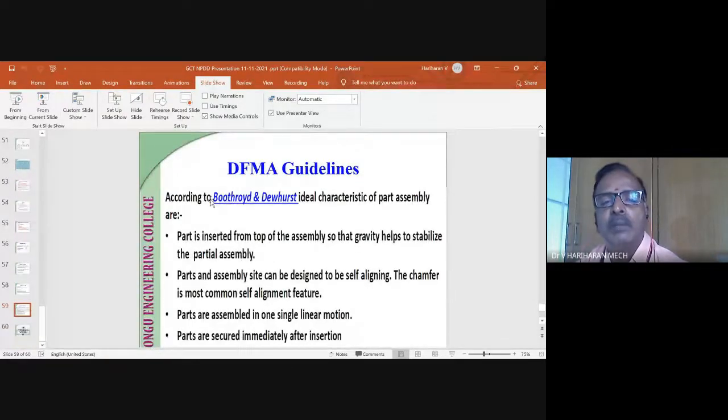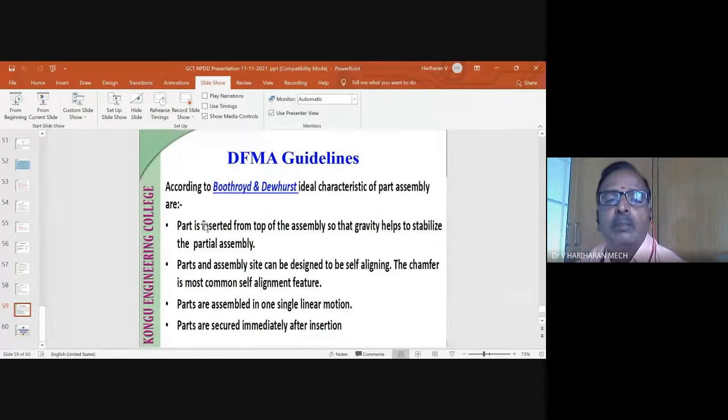Then some other people say, according to Boothroyd and Dewhurst, the ideal characteristics of part assembly are that the part is inserted from the top of the assembly so that gravity helps to stabilize the partial assembly. So we can consider only bottom to top assembly. The base will always be at the bottom, and only on the top can we do the other assemblies. So gravity helps to stabilize the partial assembly.